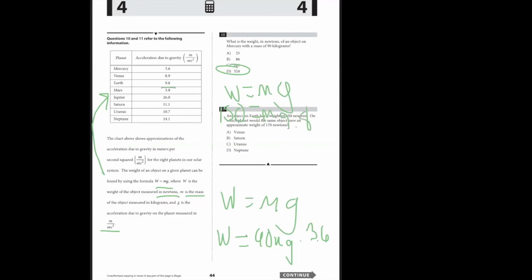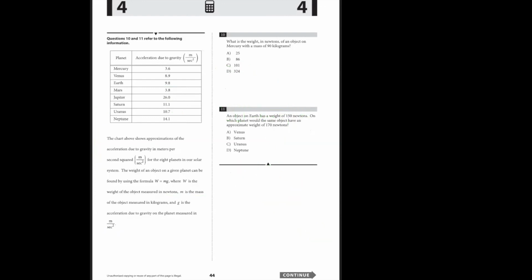So the first thing I would do is divide and find the mass that goes along with it, because in order to find the weight of 170, you need to know the mass and then test every single one out to see which one gives you 170. When you do 150 divided by 9.8, you get something close to 15. Yeah, 15.3. So now we know the mass.